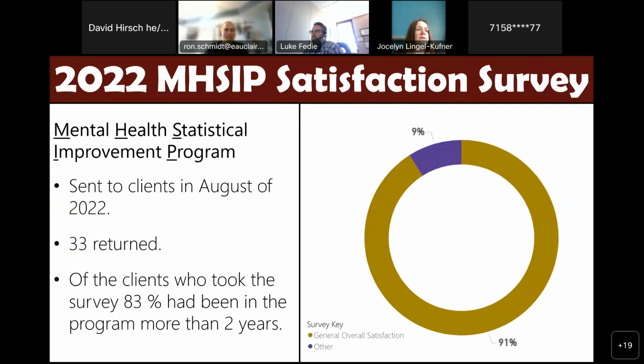In our 2022 data, of the 33 returned, 91% felt that services were satisfactory, and 9% were other, which included some neutral individuals. We obviously also have individuals who are not satisfied with services. Many of our participants end up in our program for quite a long time, and 83% of the individuals who returned those surveys were in CSP for longer than 2 years.